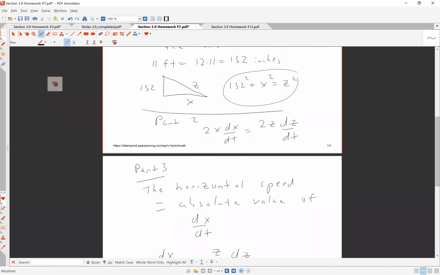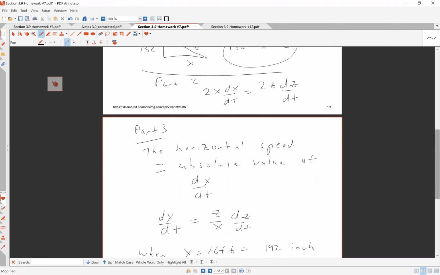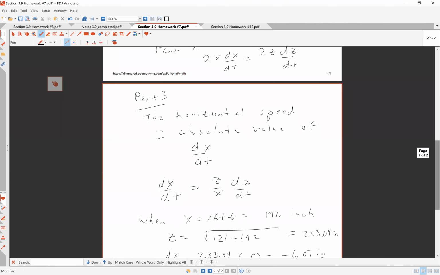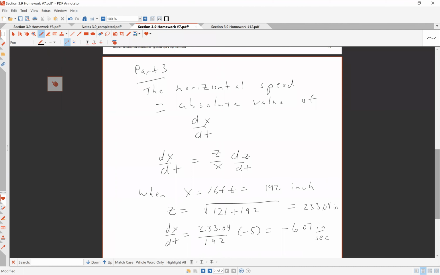Take the derivative of both sides, you get 2x dx/dt equals 2z dz/dt. We want to find the absolute value of dx/dt. So dx/dt is z over x times the rate of change of the line. Okay, so when x is 16 feet or 192 inches, we also have to know what z is.